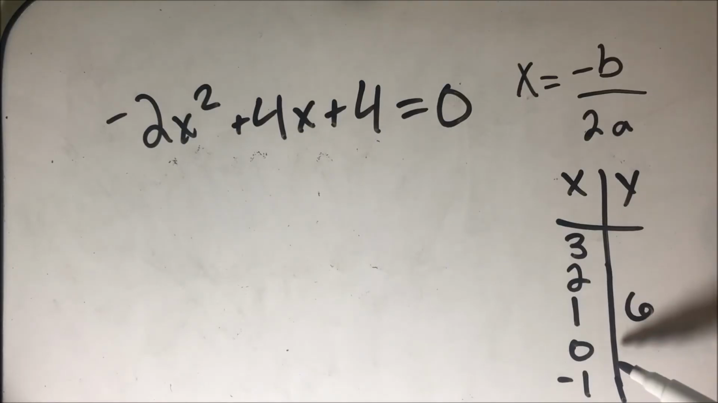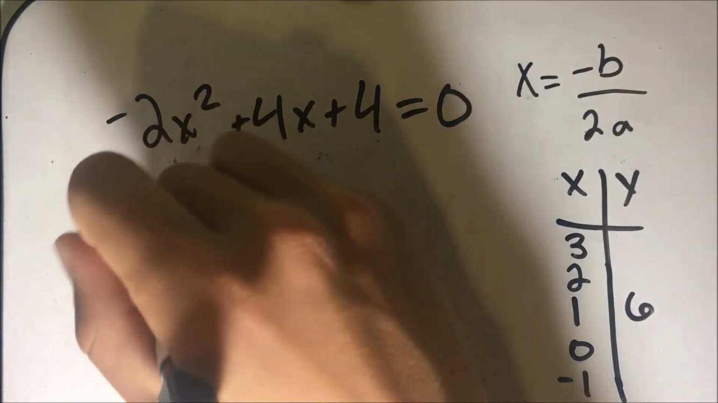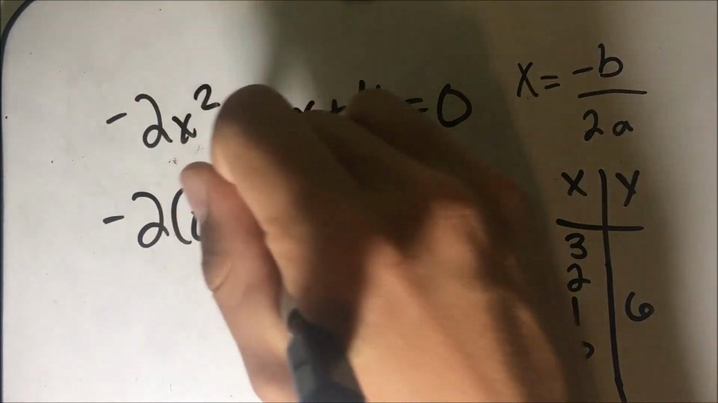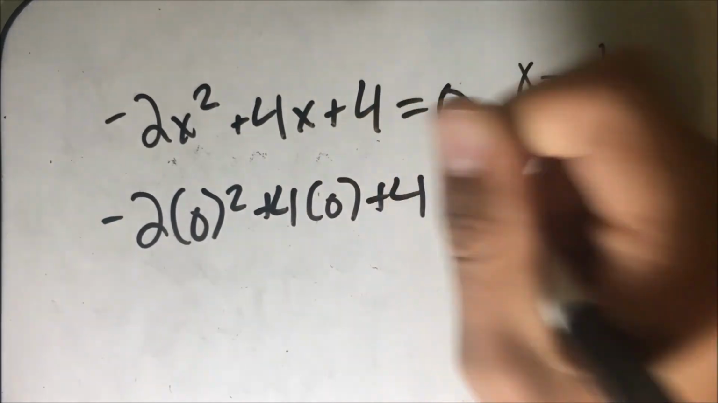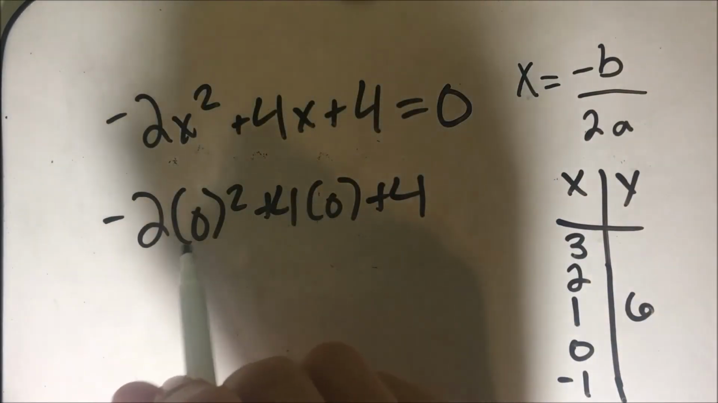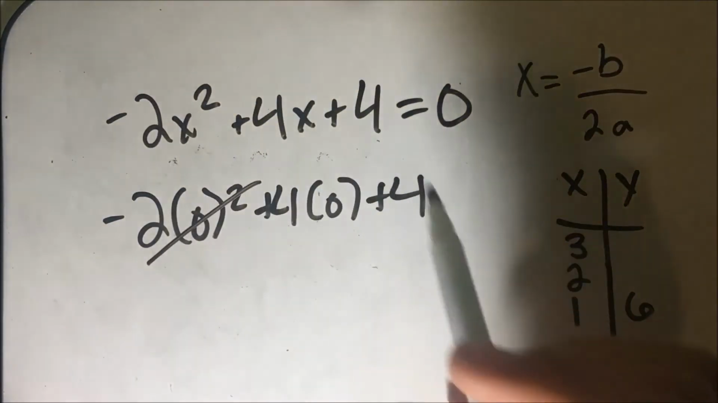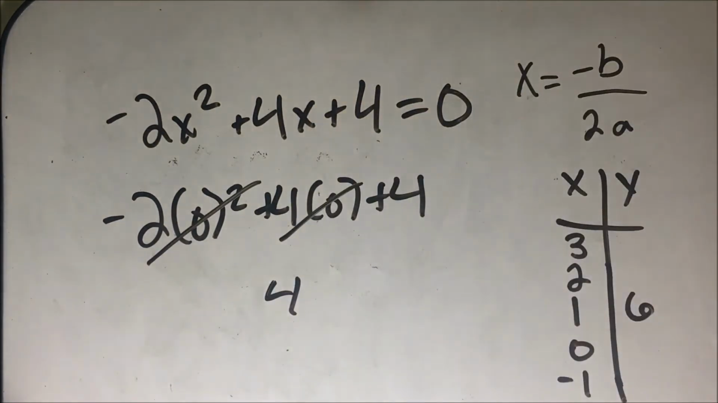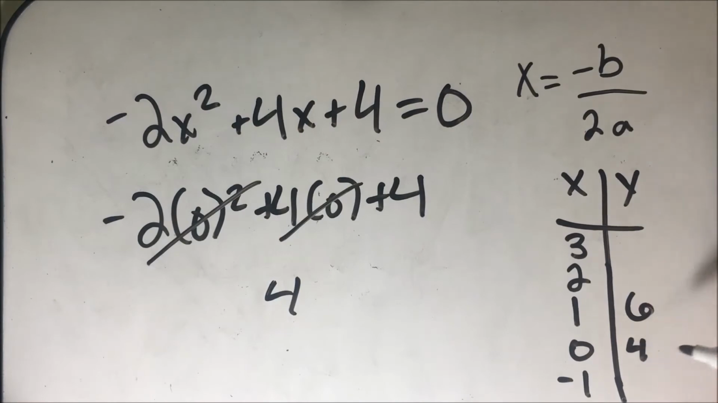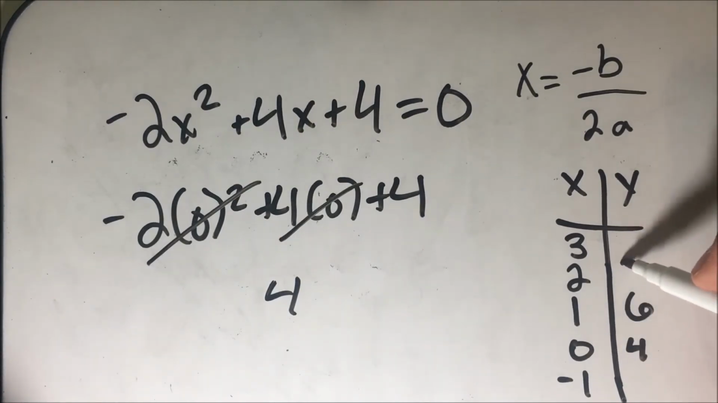And now we're going to plug in the 0. So that'll be negative 2 times 0 squared plus 4 times 0 plus 4. So negative 2 times 0 squared, that just cancels out. So does 4 times 0, so you're left with just 4. Positive 4, so you're going to put that for the y value here. And you know if you get 4 for the 0, you're also going to get 4 for the 2.